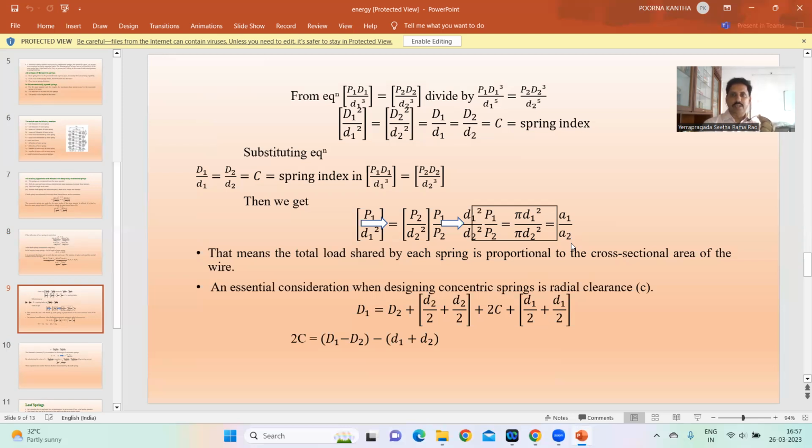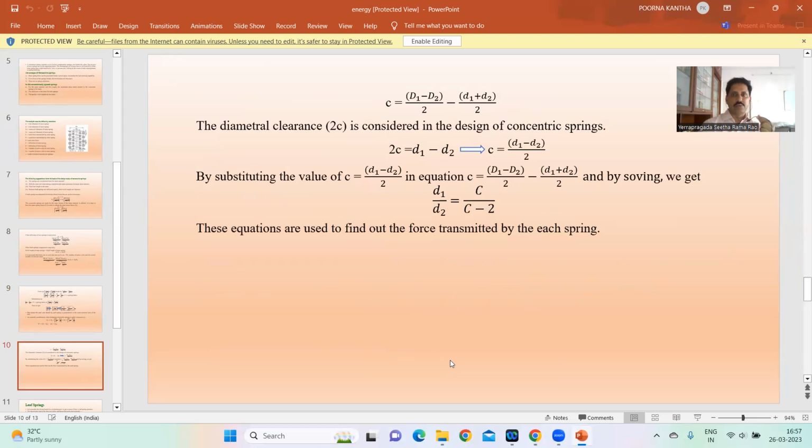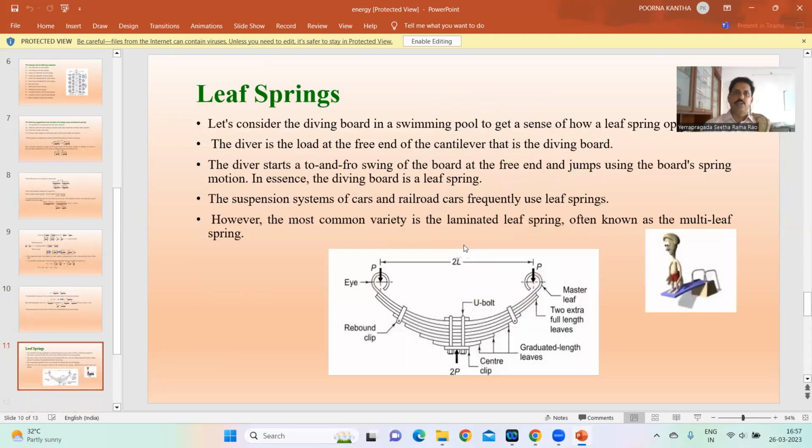And you have to design the concentric springs in such a manner, finding the radial clearance also by using the relation. Now C equals, we are getting, (D1 minus d1) by 2 minus (D2 plus d2) by 2, where C is the diameter clearance, considering the design of concentric springs. So 2C is equal to D1 minus D2. By substituting the value of C and solving, we are getting D1 by D2 equal to C by (C minus 2). These equations we are using to find out the force transmitted by each spring.